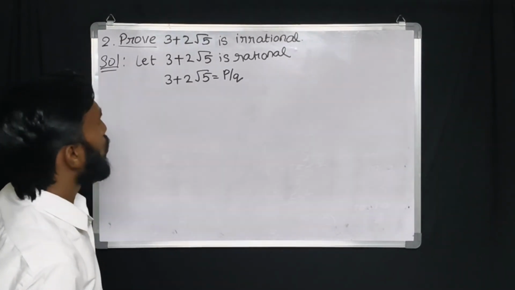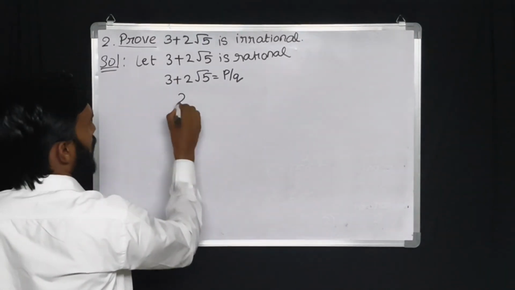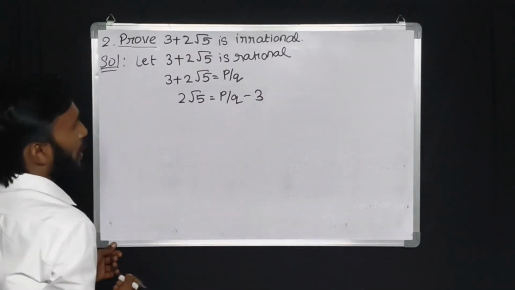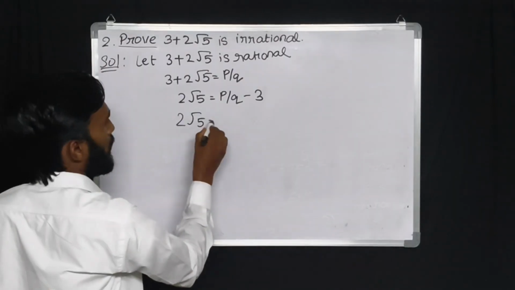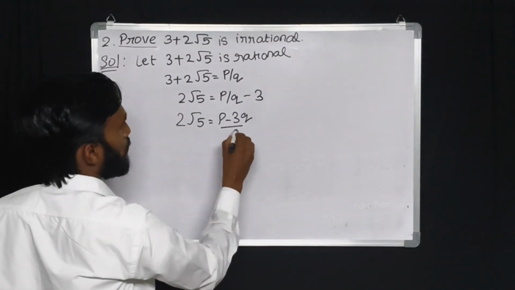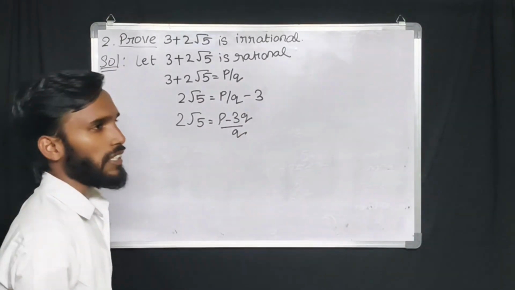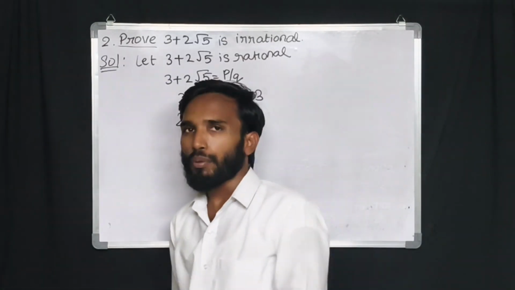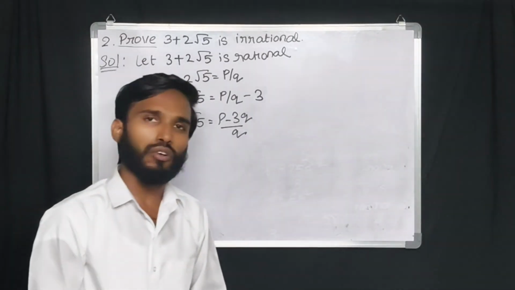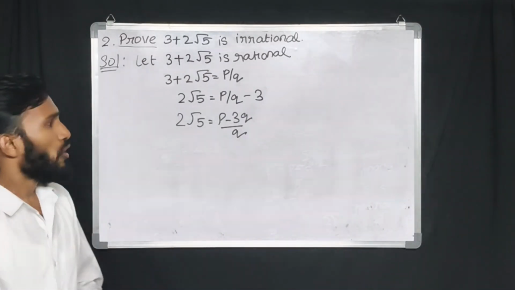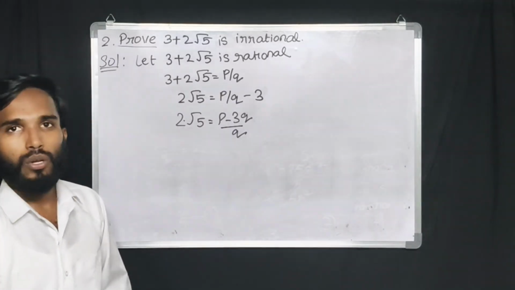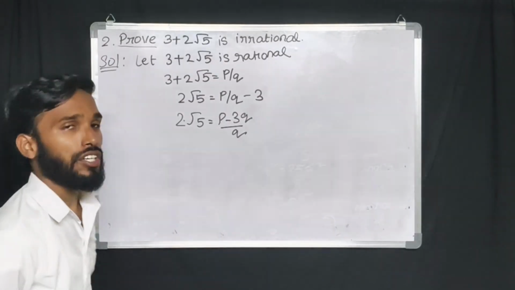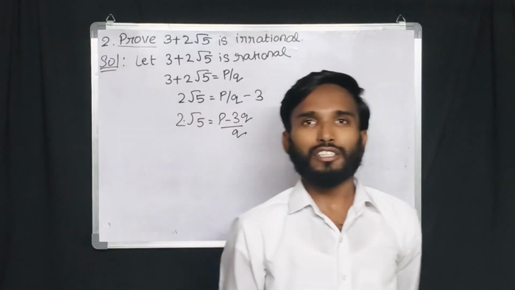That means 3 plus 2 root 5 is equal to p by q. Now take this 3 to that side. 2 root 5 is equal to p by q, and in addition it will go minus. So 2 root 5 is equal to p minus 3q by q. If you observe, I said that when a rational and an irrational do any operation, the answer is irrational. So the left side is irrational, and the right side is in the form of p by q, so it is rational. Is it possible that an irrational number is equal to a rational number?